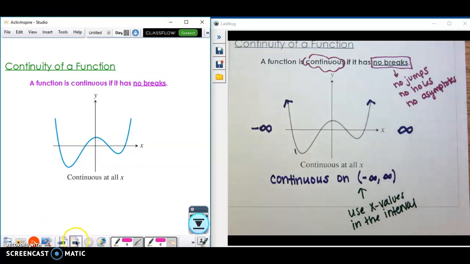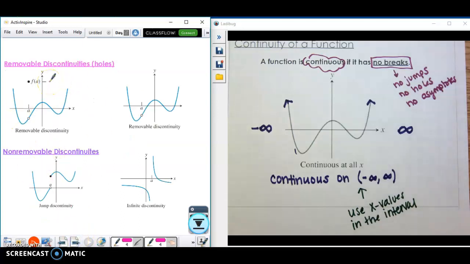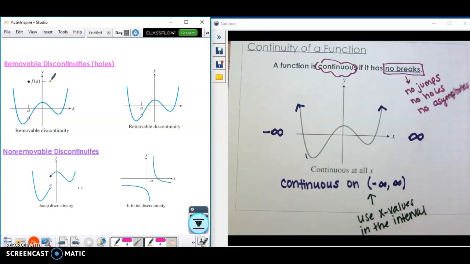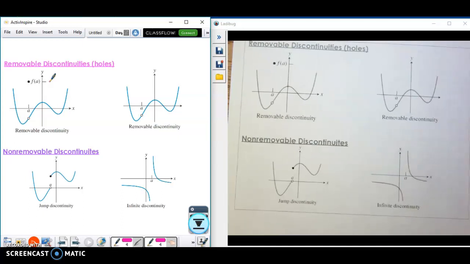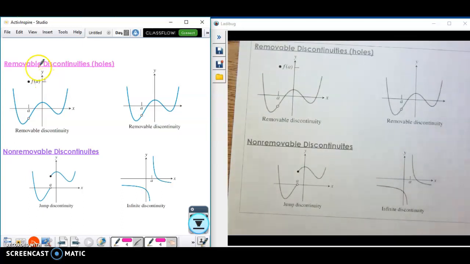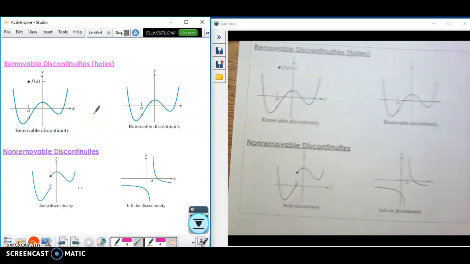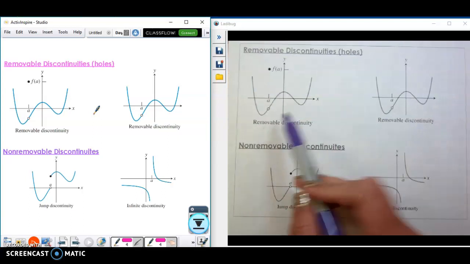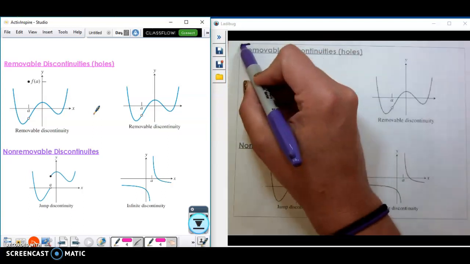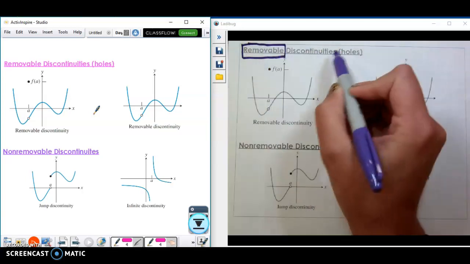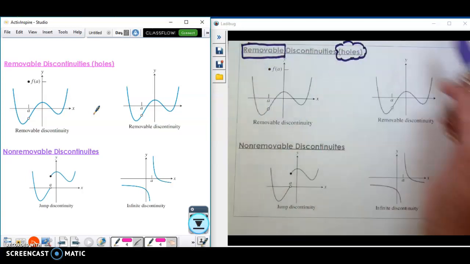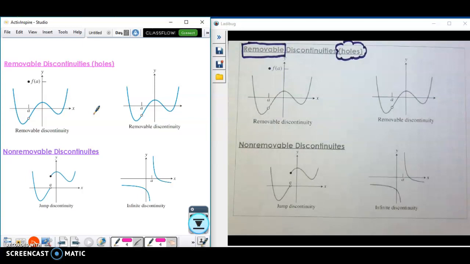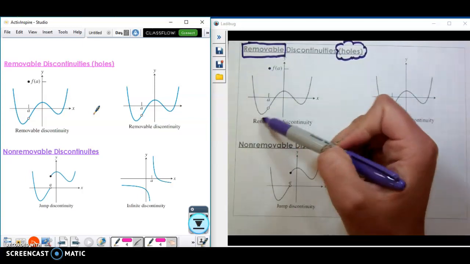All right, so now we're going to take a look at when things are not continuous. We're going to call that discontinuities. There are two types. We have removable discontinuities, which we're going to look at first. Those are where we have holes. And then we have non-removable discontinuities. Removable discontinuities, these graphs look almost the same. But removable means that if you were to get rid of the hole that's there, you can make the graph be continuous. So here is a graph, okay?